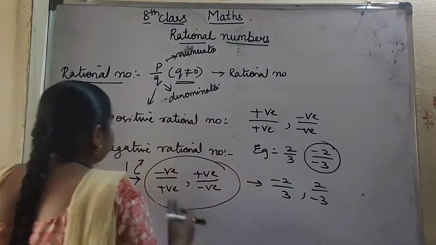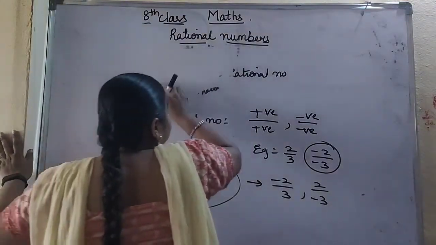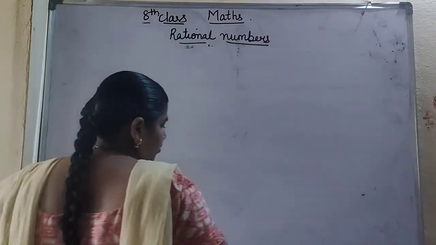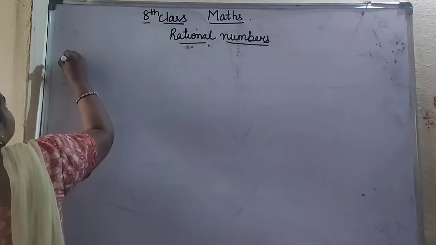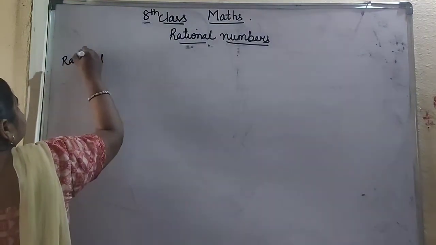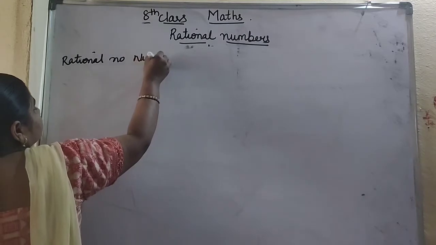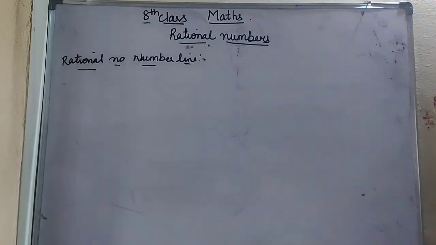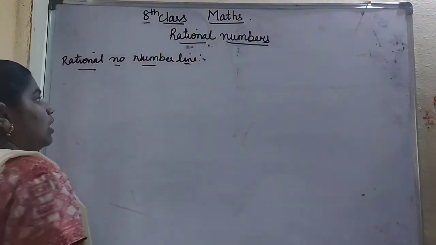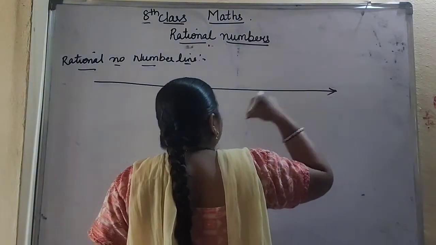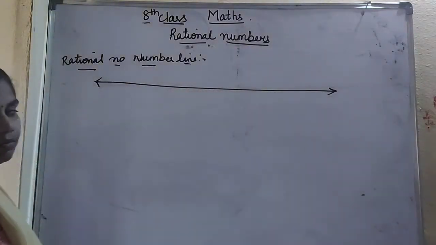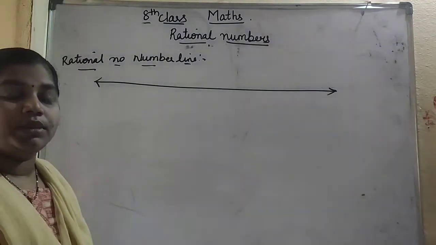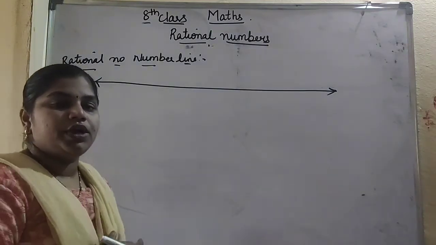Okay, so next. How to draw a number line for rational numbers? The rational numbers number line we will see. Already I have learned the number line for whole numbers and natural numbers as well as for integers. Now we are going to learn how to draw a number line for rational numbers. In rational numbers, all positive values will be there, all negative values will be there along with 0. So 0 is also a rational number.